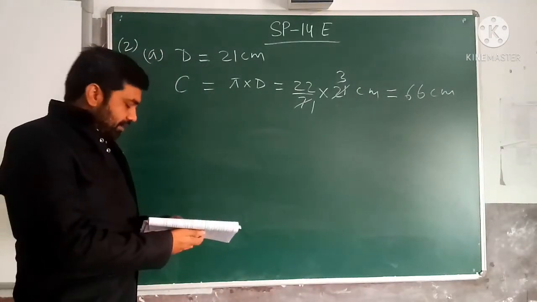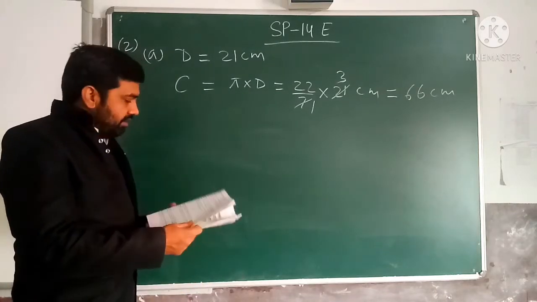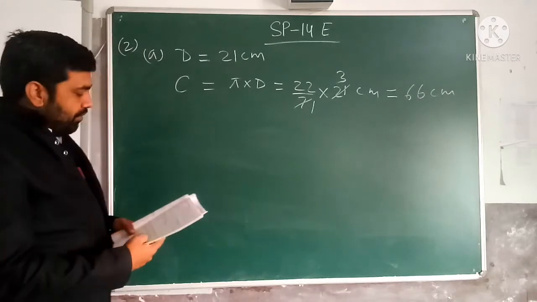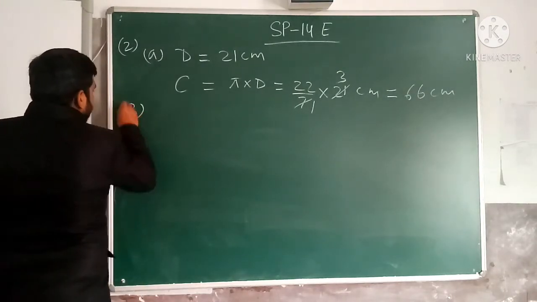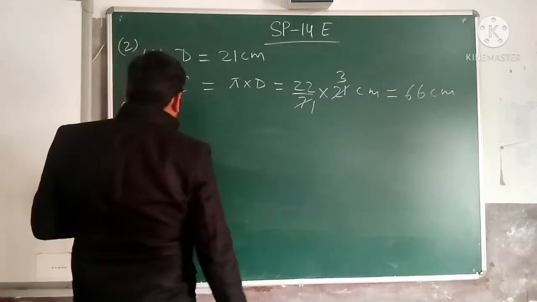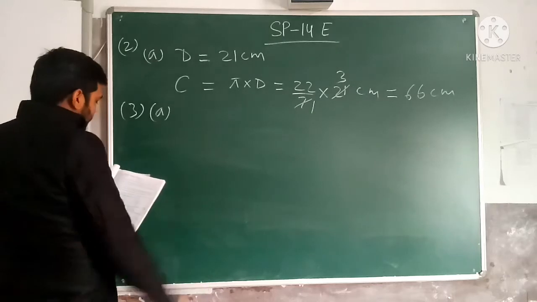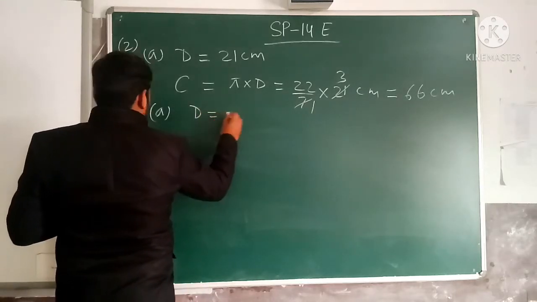The remaining I am giving to you as homework. With the same formula you can calculate the other circumferences also. Now we move to question number 3. Here also we have to calculate the circumference, but we have to use the value of pi as 3.14. Here the diameter is given as 20 mm.